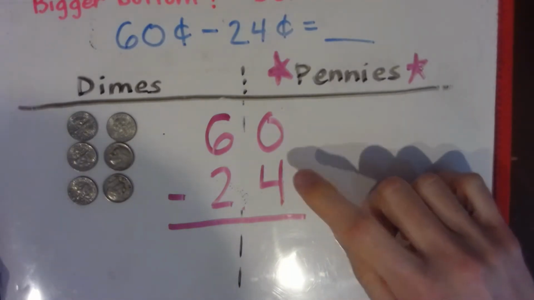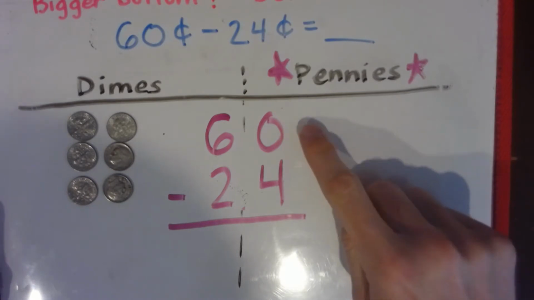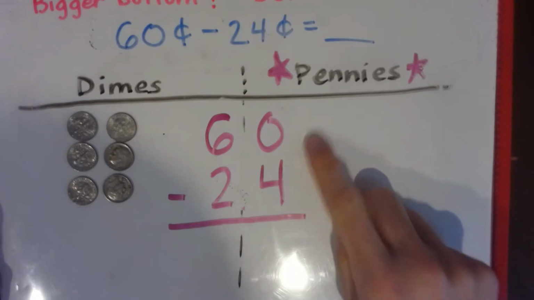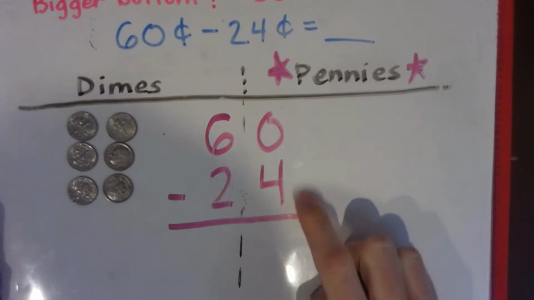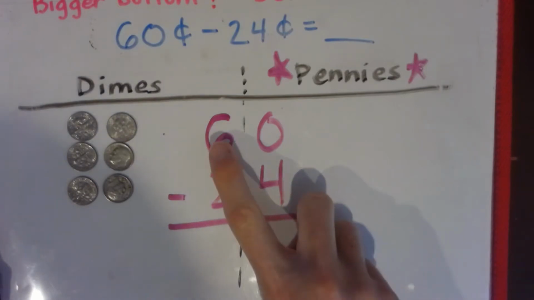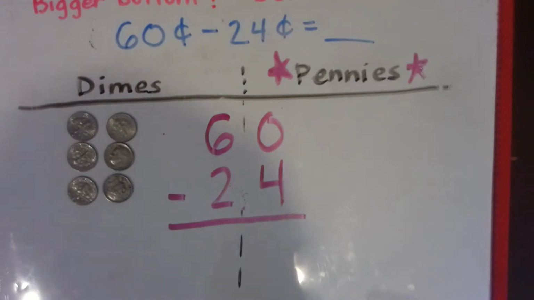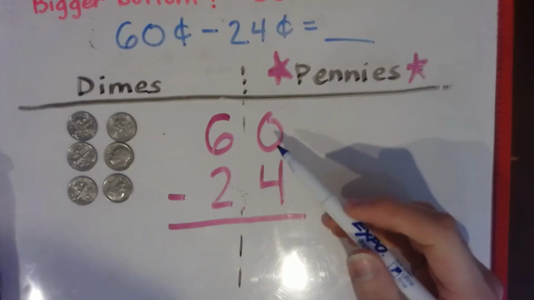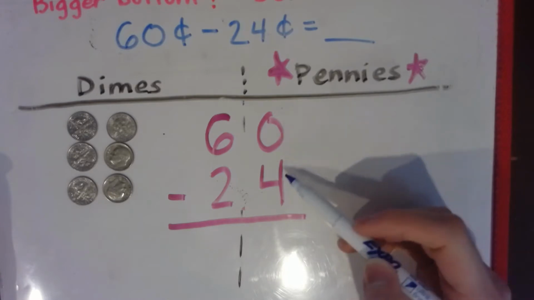So we have a bigger bottom. The top isn't bigger. We need the top to be bigger. If we have a bigger bottom, we better borrow. So if we have more on top, we don't need to stop. If we have more on the floor, we have to go next door and get 10 more. So here's what we do. I'm going to change to a different color so you can see it. Let's change to blue.